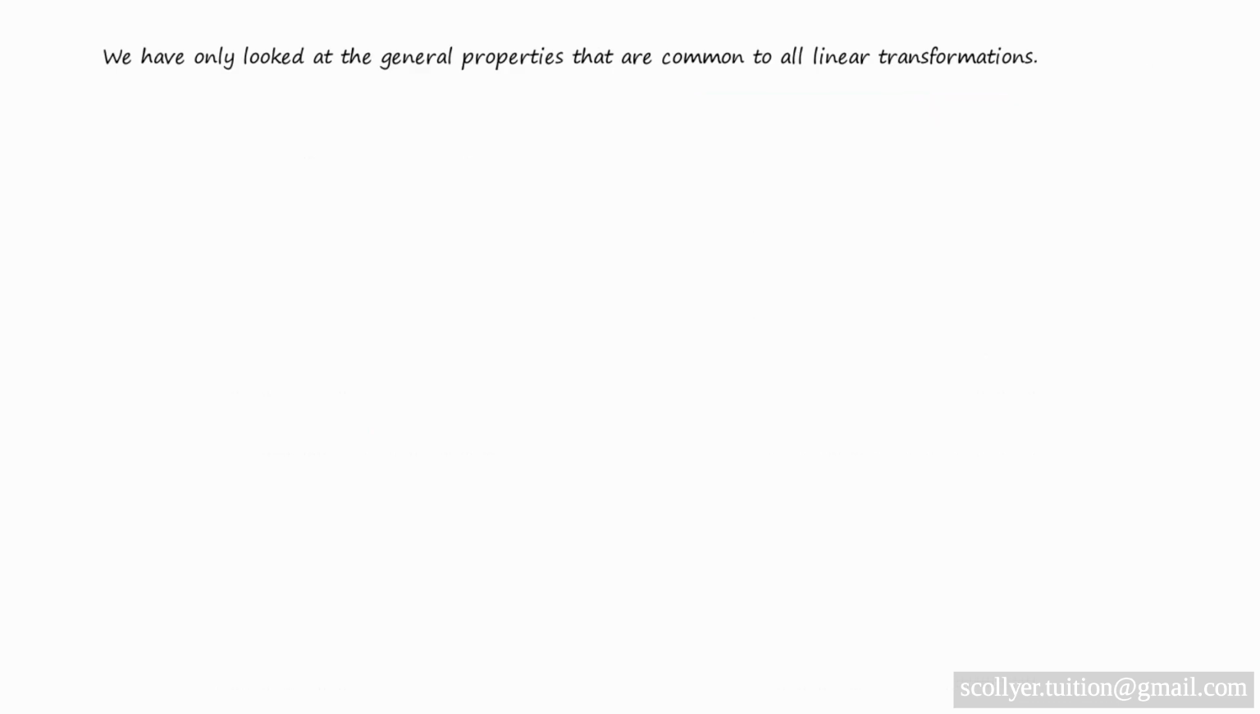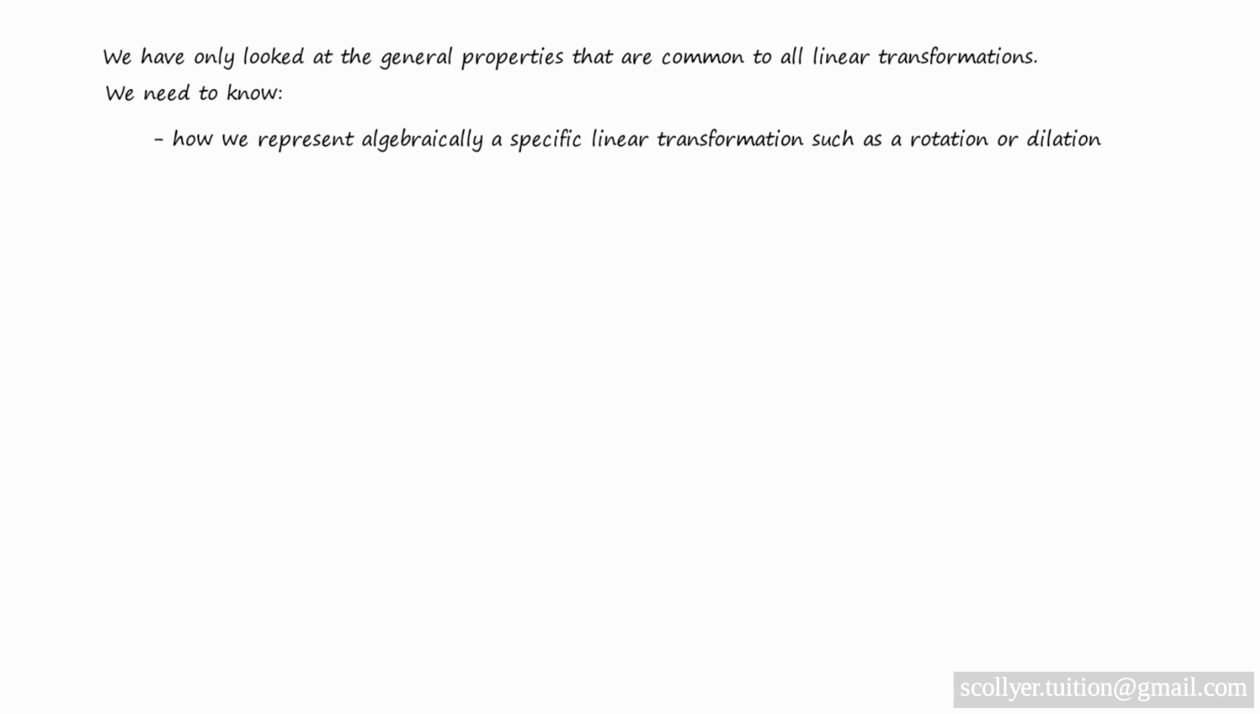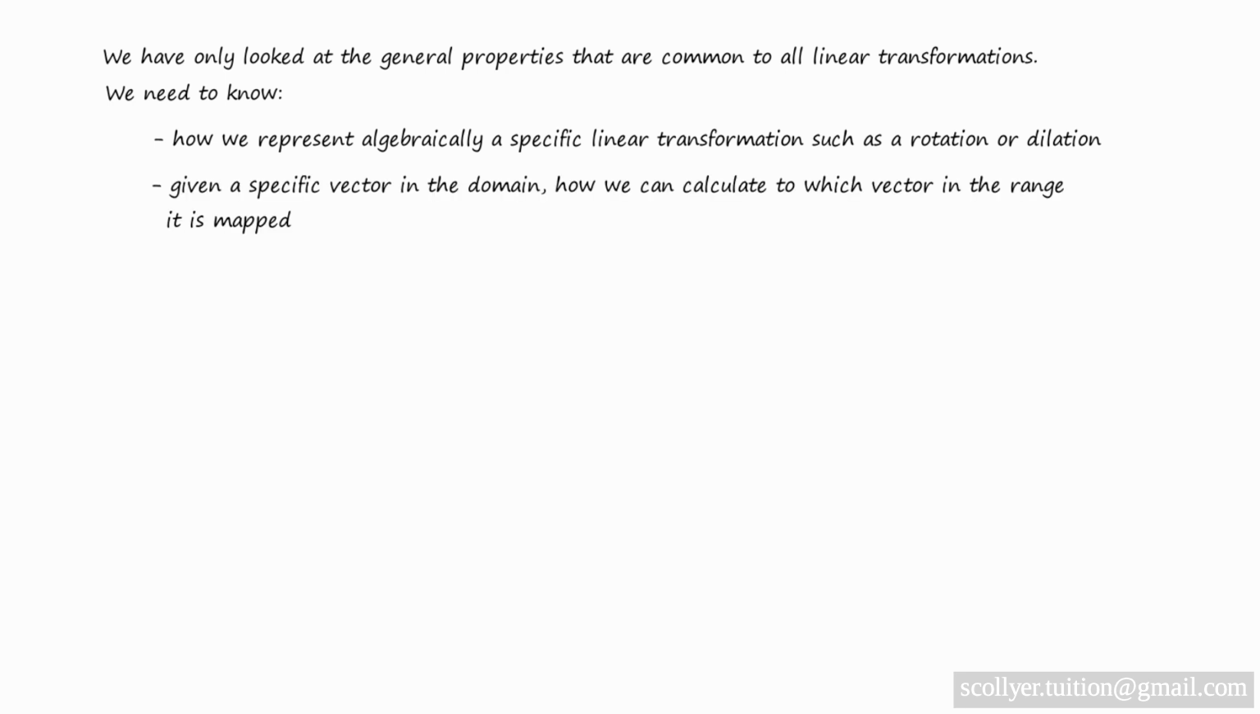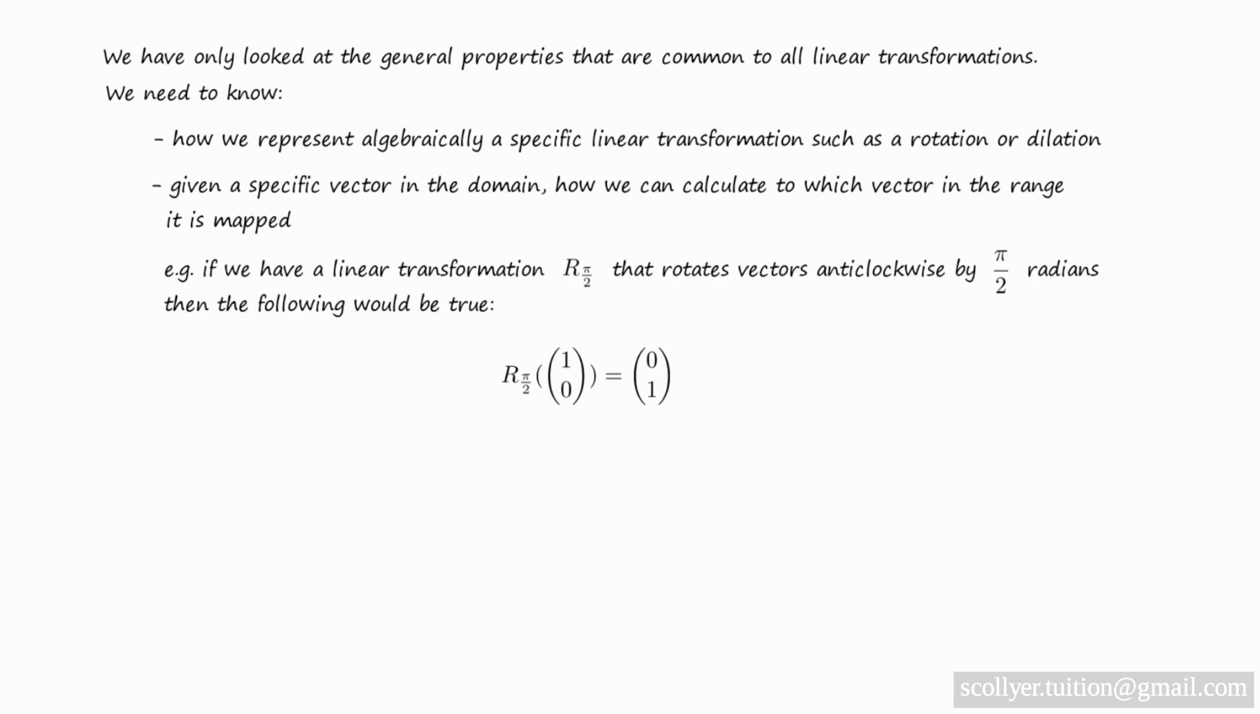So far, we have only looked at the properties that are common to all linear transformations. However, we need to know how we can algebraically represent a specific linear transformation, like a rotation or a dilation, and given a specific vector in the domain, how we can calculate to which vector in the range it is mapped. So if we have a linear transformation R pi by 2 that rotates vectors anti-clockwise by pi by 2 radians, then we can say that R pi by 2 of the vector (1, 0) equals the vector (0, 1). And graphically, we could represent that transformation as shown in this diagram.